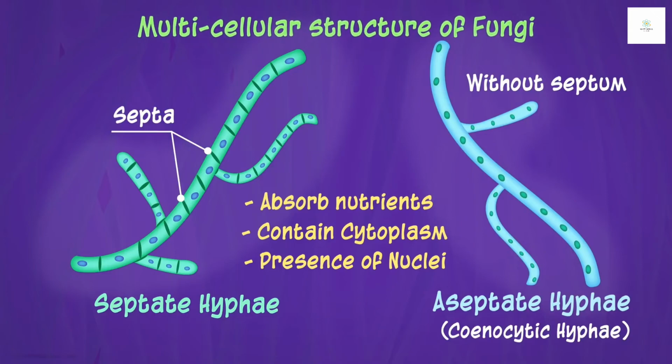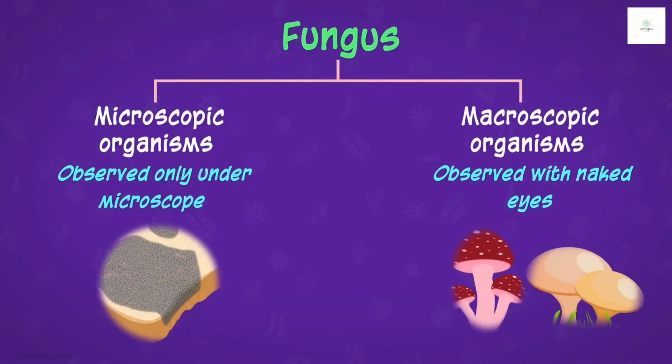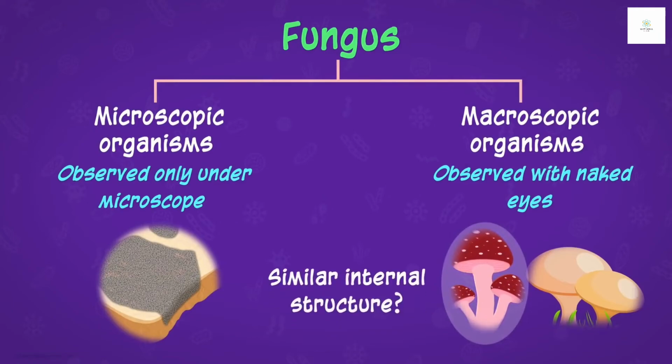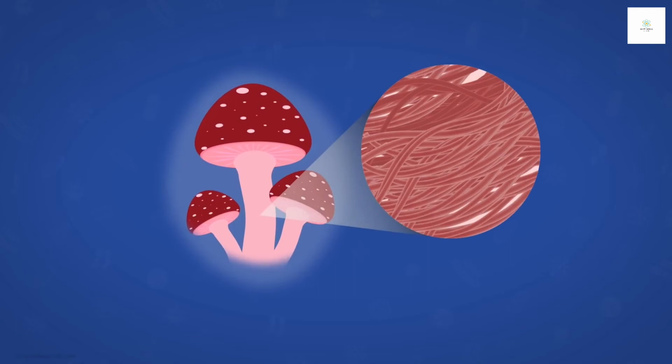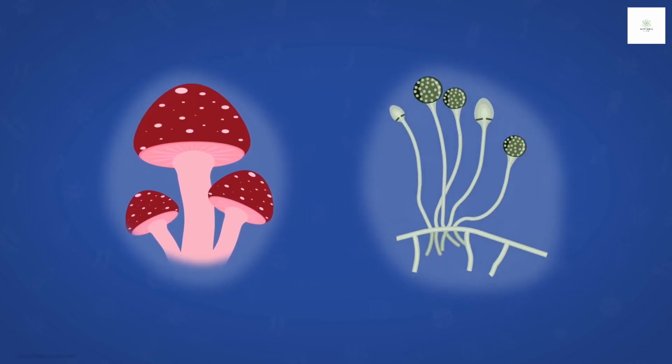Well, this was the multicellular structure of fungi. But this is what we observe under the microscope, right? So will the huge macroscopic structures that we see in case of mushrooms have a similar internal structure or something different? Think for a moment. Well, astonishingly, these also have a similar internal structure. So the body of the mushroom will also be made up of mycelium. Similar to the microscopic ones, even this mycelium will be made up of interwoven hyphae. So we may find slight modifications in these different types of fungi, but the basic structure remains the same.